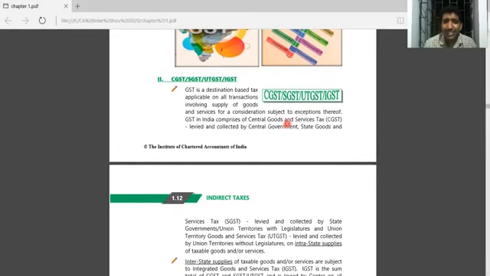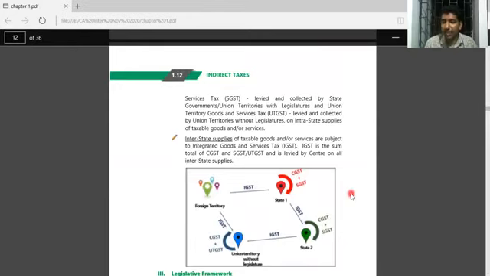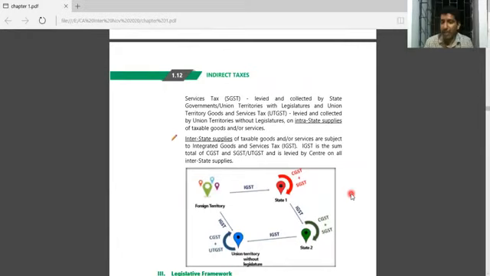Now suppose the transaction is an interstate supply of taxable goods or services. In an interstate supply, what happens? A supplier of one state sells the goods to a recipient of another state. In such cases, IGST is levied, because there are two states involved. IGST is levied by the central government. For example, 18% IGST will be received by the central government. The 18% is ideally 9% CGST and 9% SGST. Both will be levied by the central government, and the tax will be remitted to the central government.